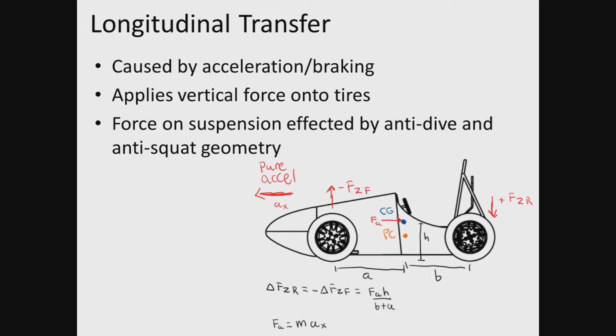Simply put, when you're accelerating, you'll have weight shift to the back of the car and more force on the rear tires and less force on the front tires. Whereas when you're braking, weight is going to shift to the front of the car, applying more force to the front tires and less force to the back tires.